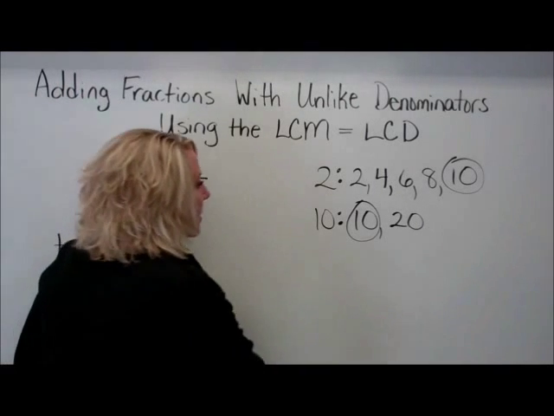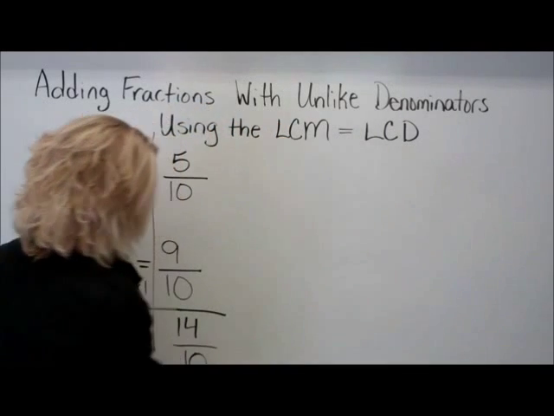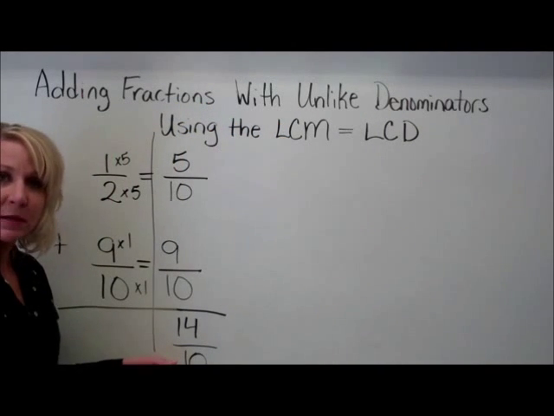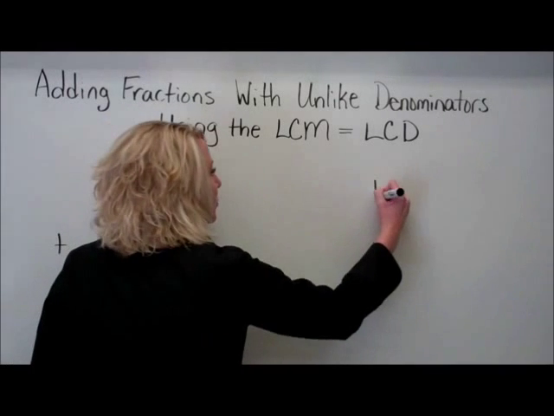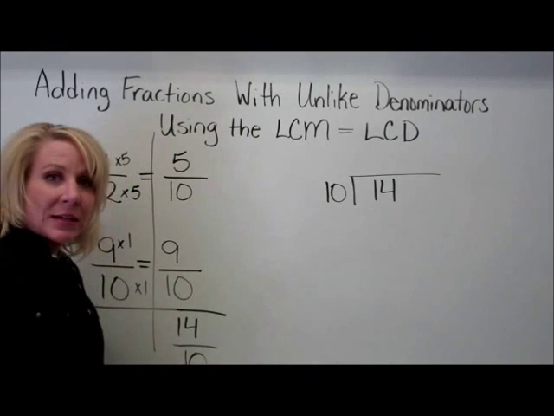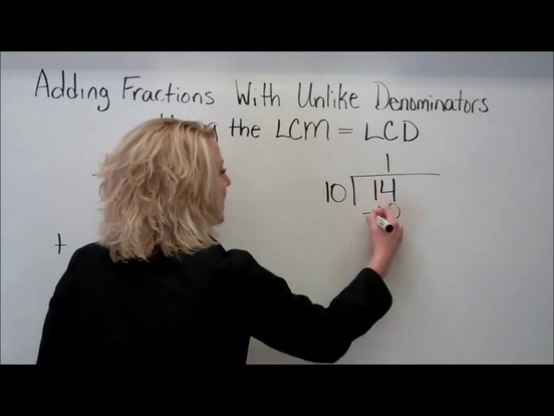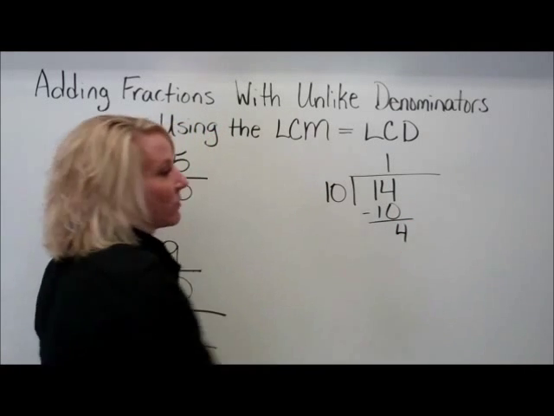So again, we come back to our workspace, and in order to turn an improper fraction into a mixed number, I divide the numerator by the denominator. 10 divides into 14 one time. 1 times 10 is 10. Subtract, I have a remainder of 4.